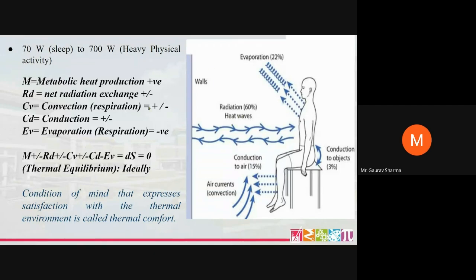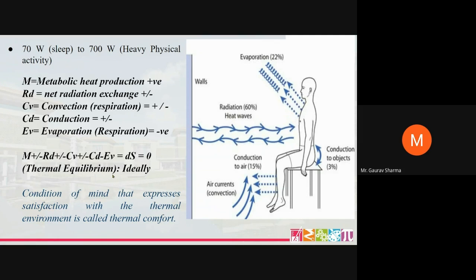Yes, so there are 5 different fundamentals like the M, RD, CV, CD, and EV, and with the help of this we are making an equation over there. This equation is called the thermal equilibrium equation ideally.